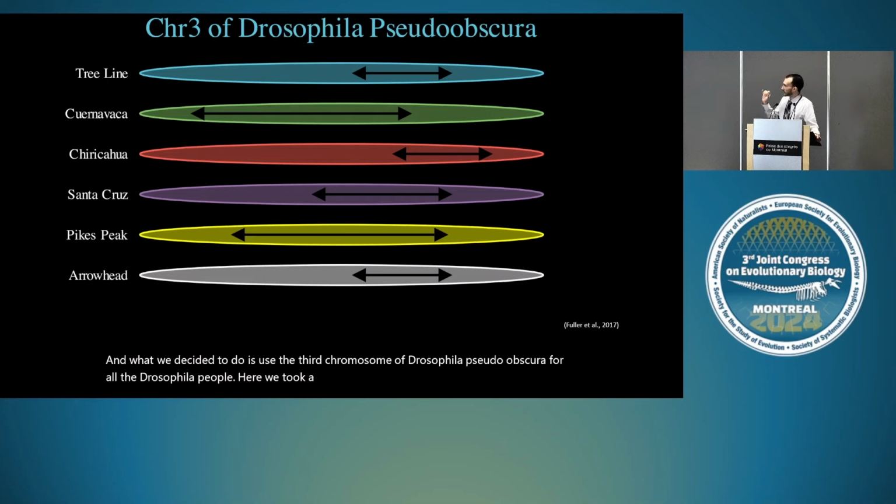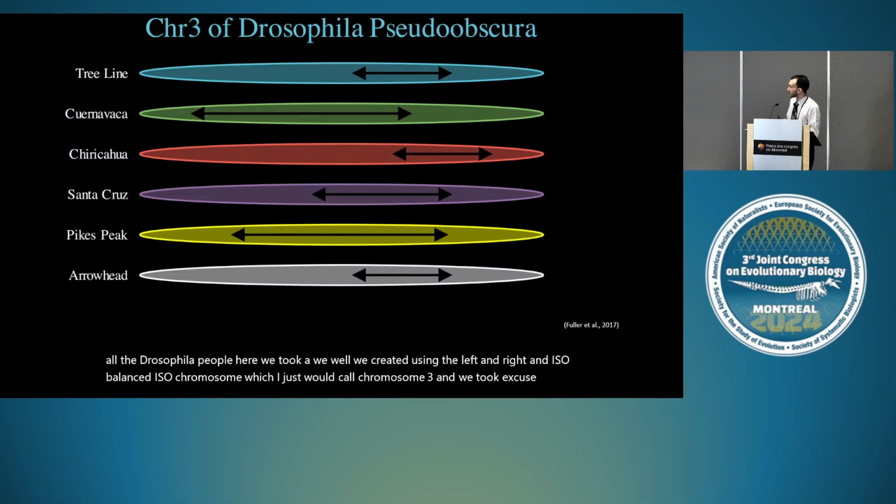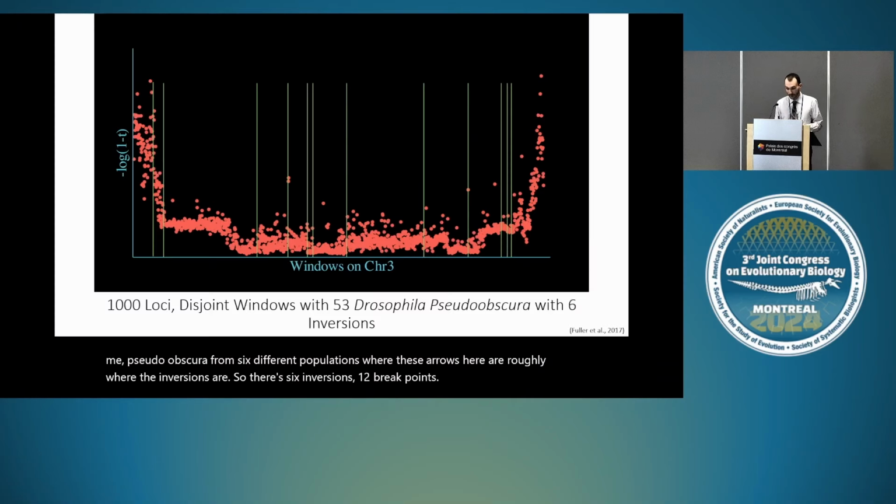We created, using the left and right arms, a balanced isochromosome, which I will just call chromosome 3, and we took Drosophila pseudoobscura from 6 different populations, where these arrows here are roughly where the inversions are. So there are 6 inversions, 12 breakpoints, and I ran it through lodestar. Now, the thing that I want to stress is that we had 6 different populations, and they weren't all equally represented in samples, and we only had 54 samples.